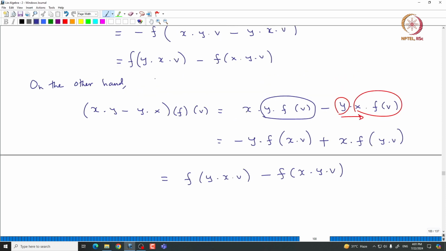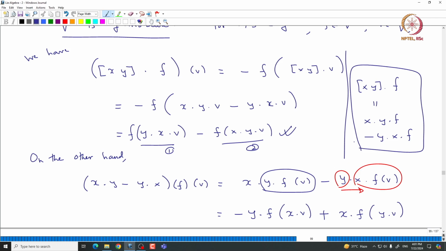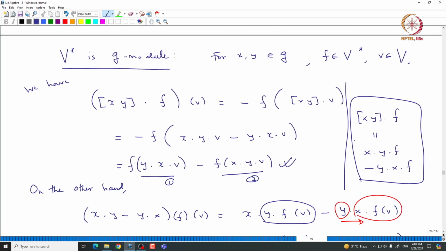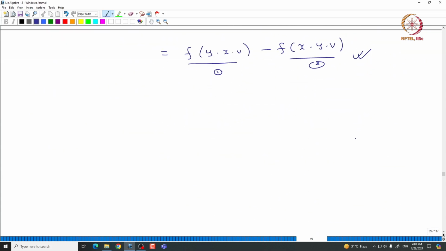You can see that this is the first term which matches with this first term, and this is the second term which matches with this second term. So, both sides are equal. From this you can easily see that the bracket x y acting on F is the same as x dot y dot F minus y dot x dot F. This formula is true. That makes the dual a representation of G. So, now one can prove this easy proposition. This is indeed immediate.